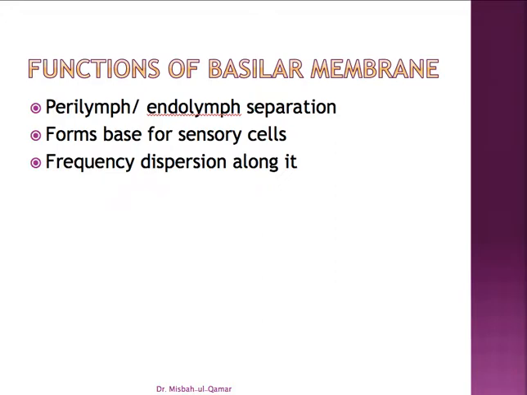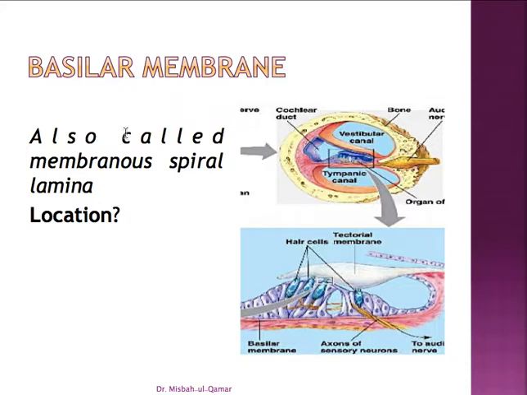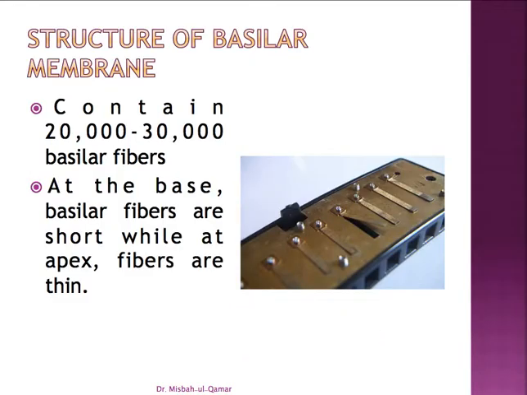Then it provides a base for the sensory cells. And which are those sensory cells? These are the hair cells which are present in the organ of Corti. And you can see in this figure that the organ of Corti is lying over the basilar membrane. So it means that this basilar membrane is providing a base for the sensory cells for hearing. It is providing support to the hair cells.